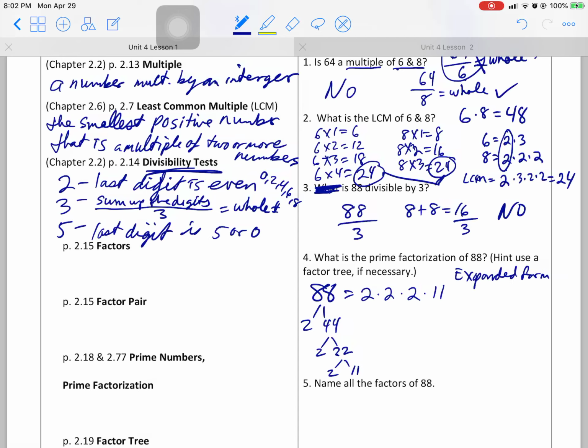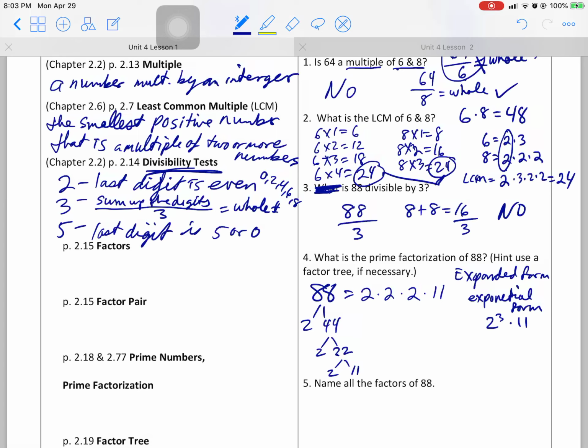Form of the prime factorization versus the exponential form, which is 2 to the third power times 11.